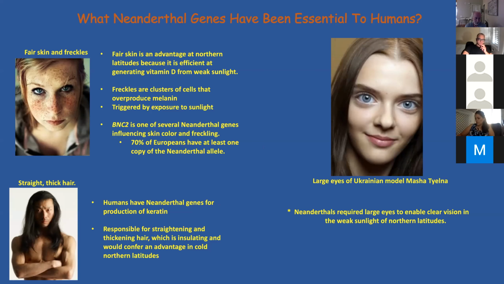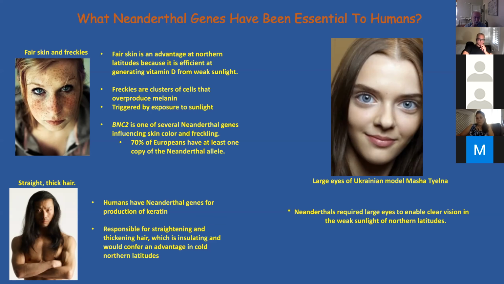There's a gene called BNC2. It's a Neanderthal gene. It's involved in skin color and freckling. 70% of Europeans have at least one allele of the Neanderthal gene for BNC2.